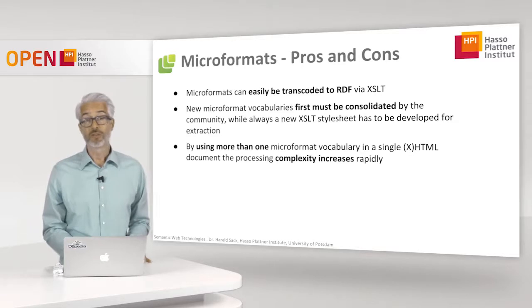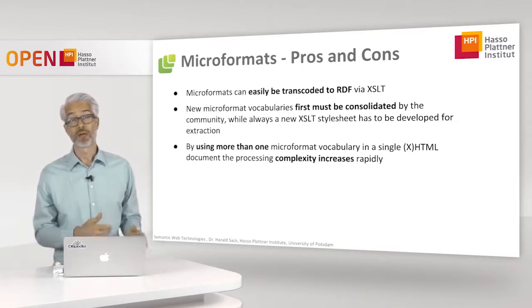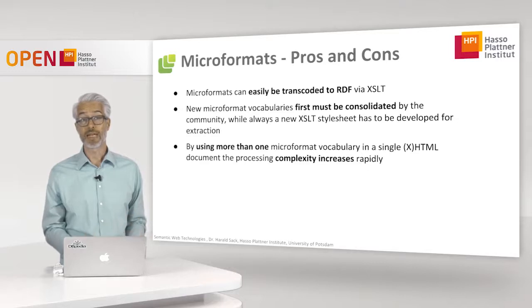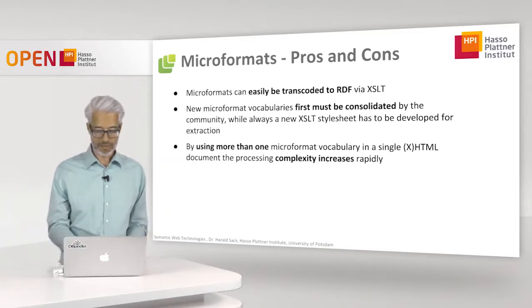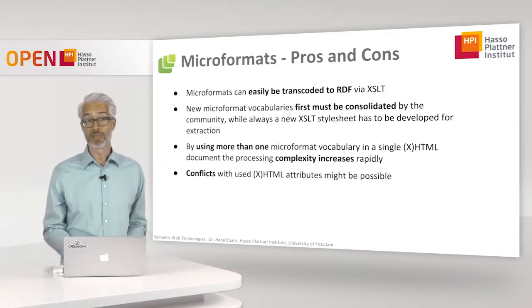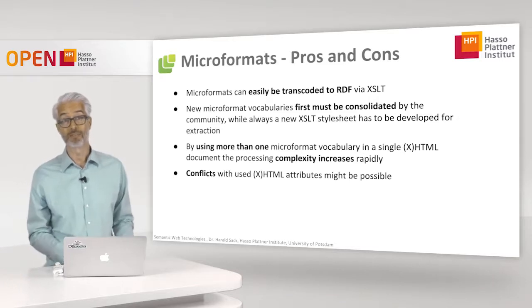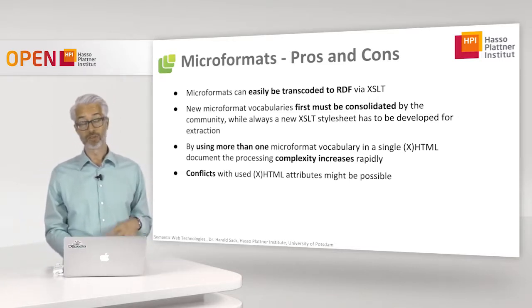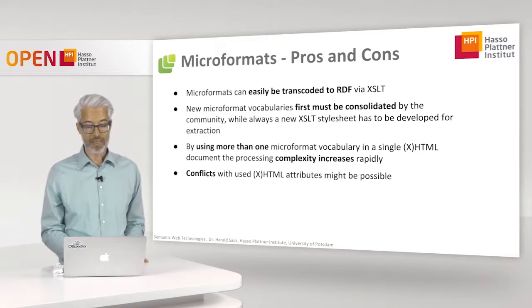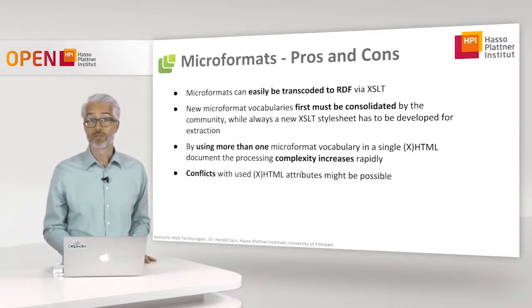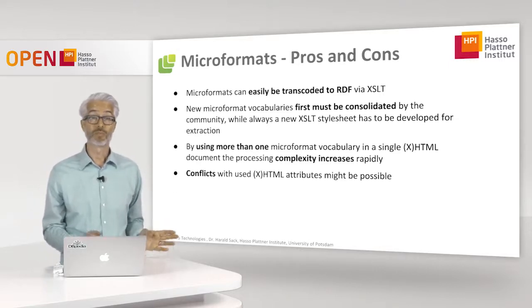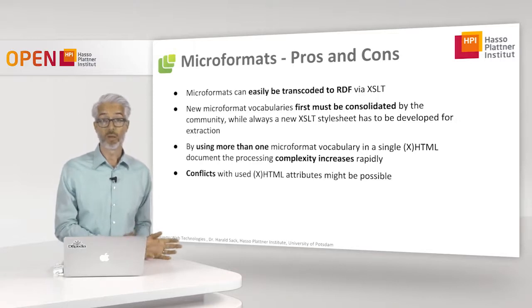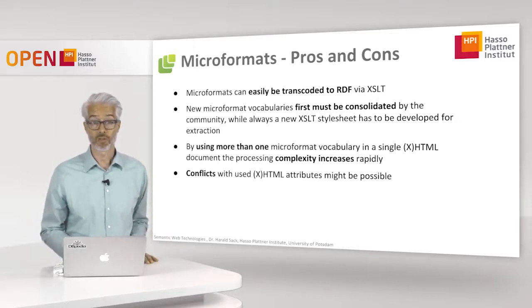Another thing is, of course, if you're using more than one microformat vocabulary in a single HTML document, this might get mixed up, and then the complexity of processing and analyzing this might increase rapidly. Another cause of conflict might be that already existing attributes are mixed up with attributes that are used as microformats. So here we might end up in another conflict. These are drawbacks, and these drawbacks are addressed in the other formats we will talk about, which are a little bit newer, and which are RDFa or so-called HTML5 microdata.